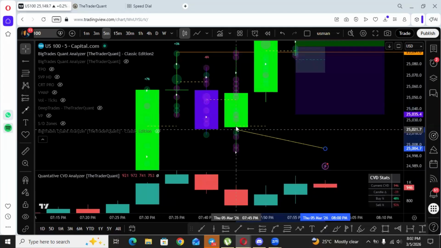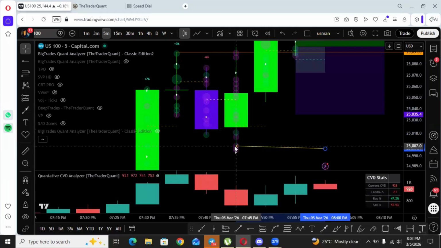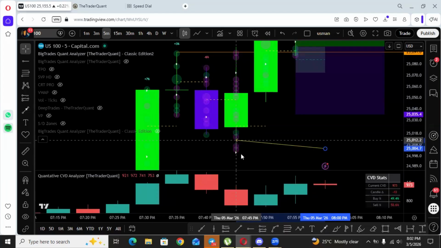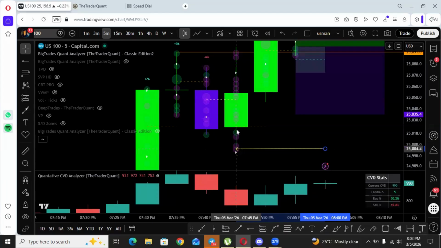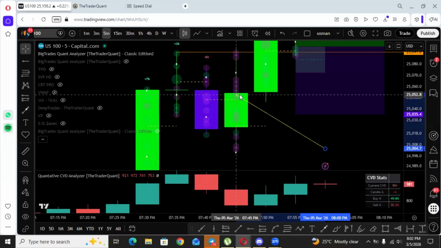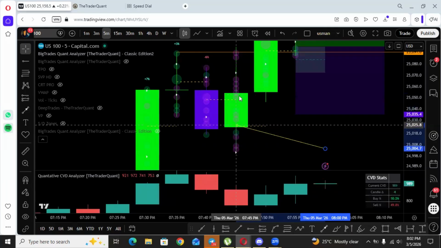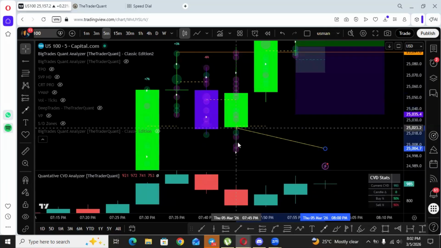But what happened at this point? When sellers showed their aggression at this point, showing that sellers are strong at these levels, buyers absorbed all those sellers and pushed the prices up. Buyers pushed the prices up and sellers failed to close the prices down.